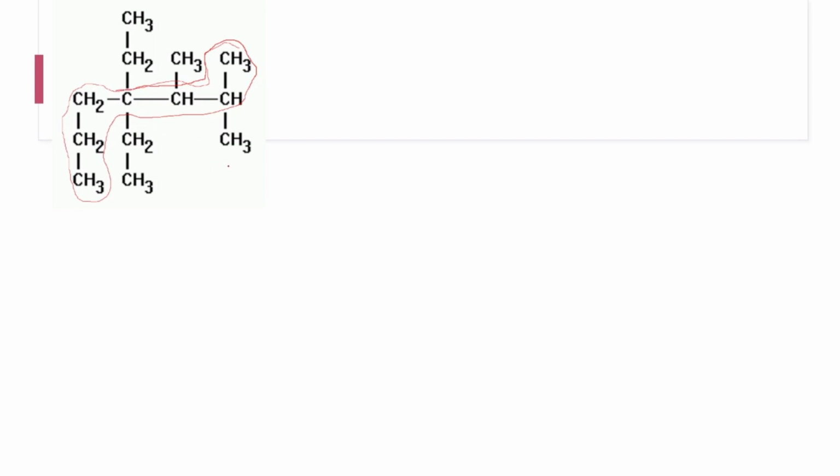Then what alkyl groups or substitutions do I have here? I have that one, which is a methyl group. This is a methyl group, another methyl group, an ethyl group, and another ethyl group. So I have two ethyl groups and two methyl groups. The longest carbon chain is here: meth, eth, prop, but, pent, hex, hept. So basically I have heptane, 7 carbons, and 2 methyl substitutions and 2 ethyl here.